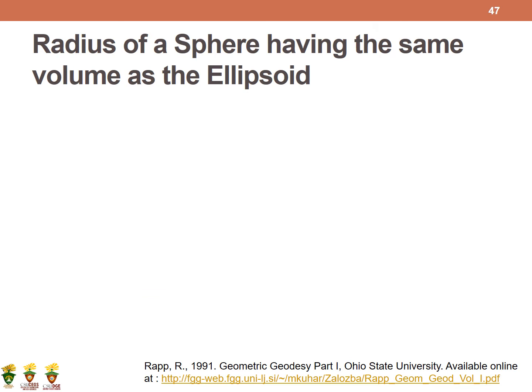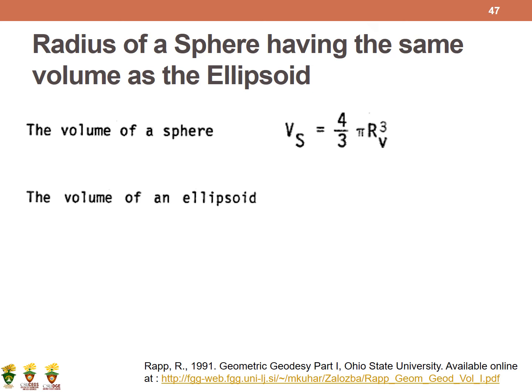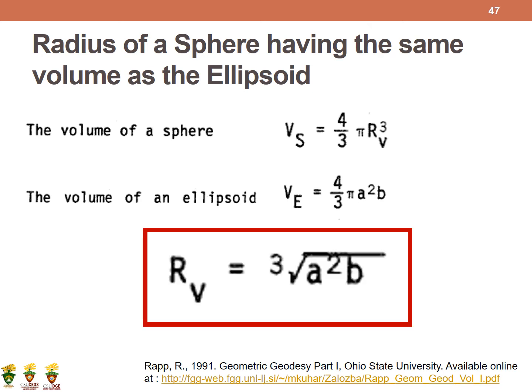And we have also the radius of the sphere having the same volume as the ellipsoid. Compared to the sphere area, this one is a volume. So the volume of the sphere is 4/3 pi times the radius cubed, or the radius of the specific sphere, and the volume of the ellipsoid is 4/3 pi times a squared, which is the semi-major axis, times b, which is the semi-minor axis.